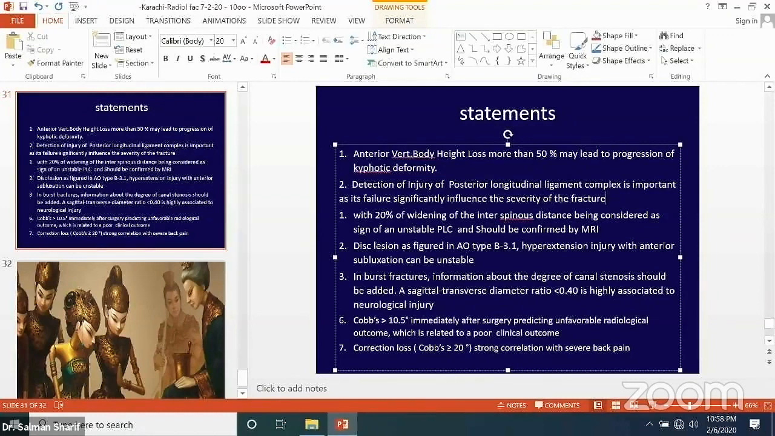The outcome. Full stop. So let's vote on 2. Posterior ligament, not longitudinal. Or just say as it significantly influences the outcome. Remove the failure as well, please. Good.